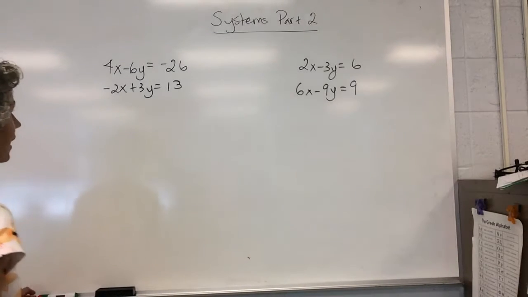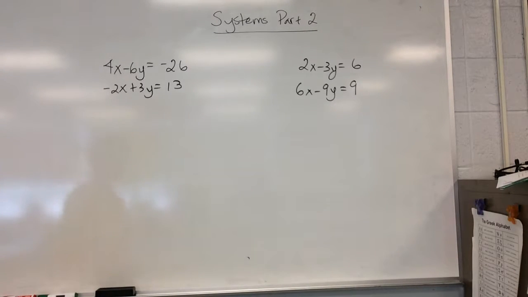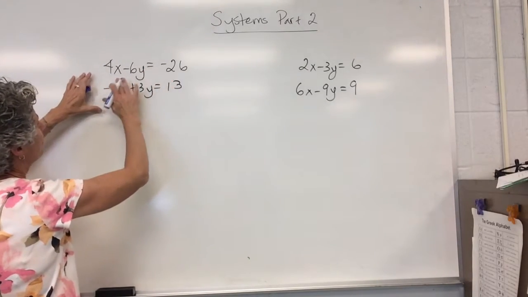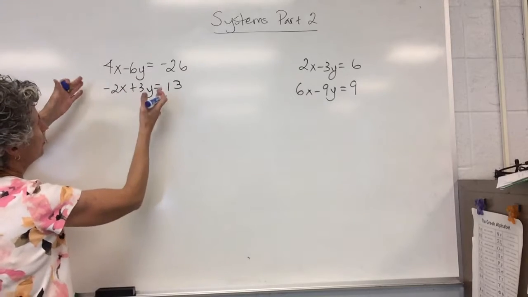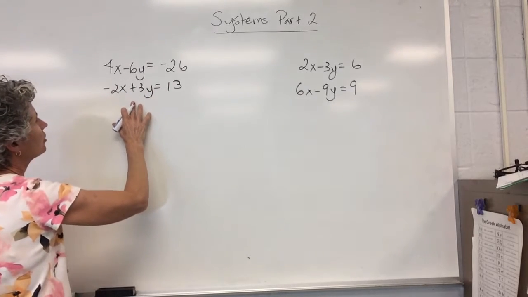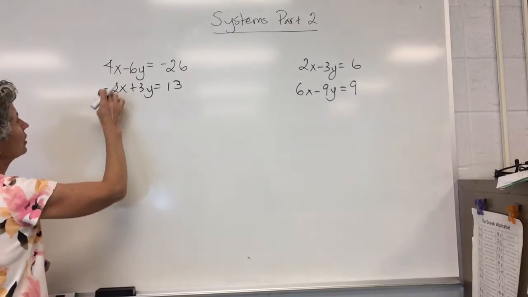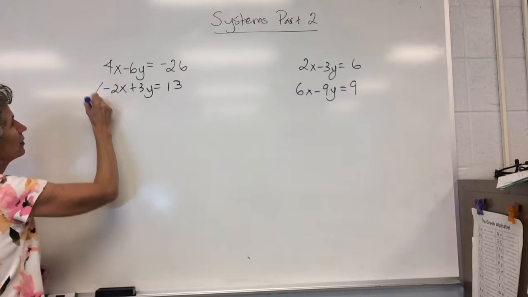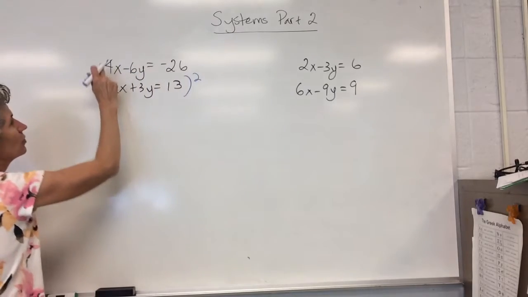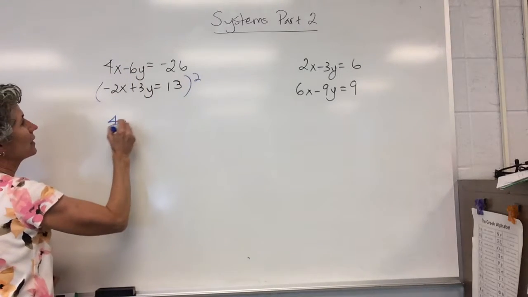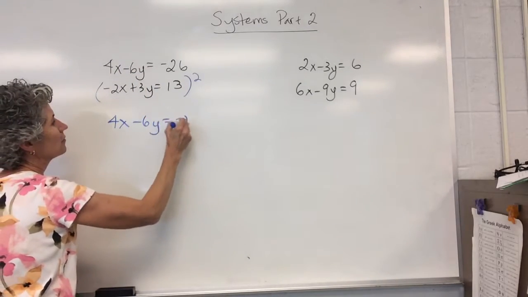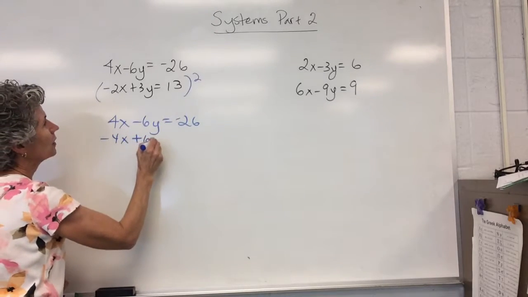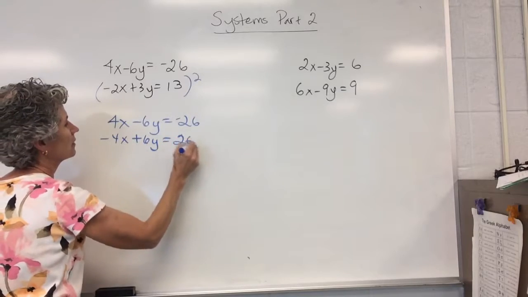Okay, systems part 2. You have a couple of exceptions that come up when you're doing systems. So let's say we're doing this one. We don't have any coefficients of 1, so I would not use a substitution for it. So let's try elimination. So this is 4 and negative 2. So if I multiplied this bottom equation by 2, then these two would cancel out. So I get 4x minus 6y is negative 26, and negative 4x plus 6y equals 26.